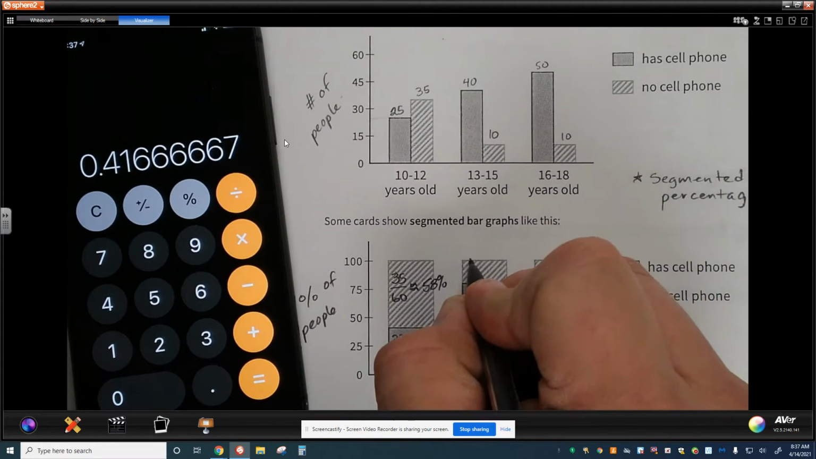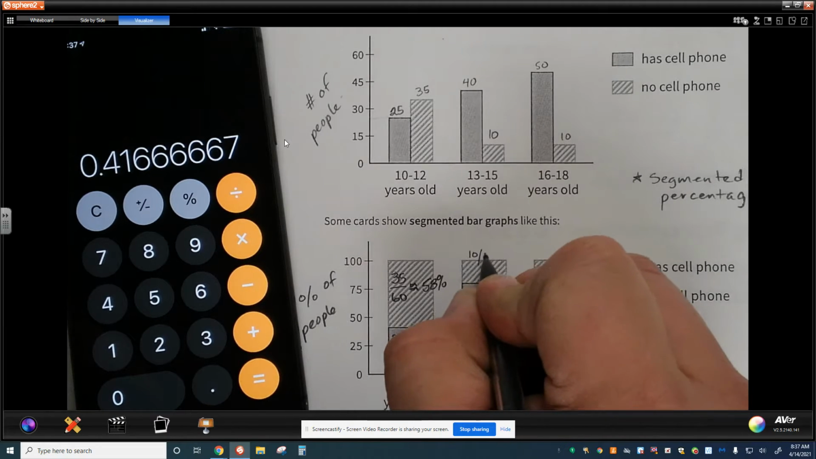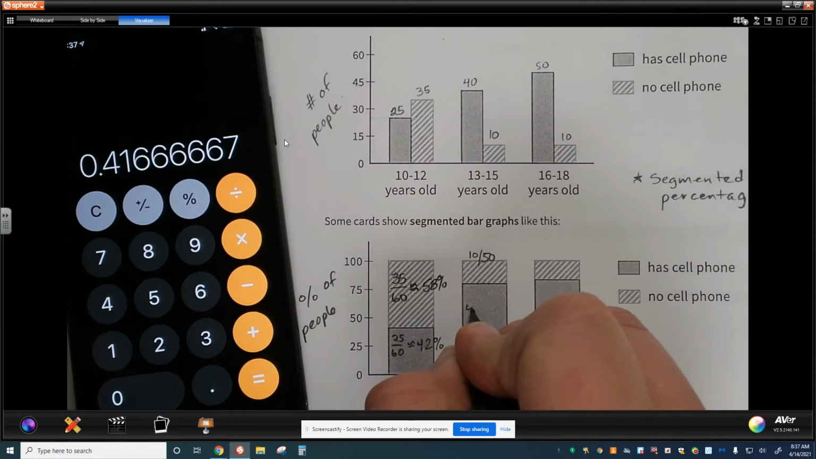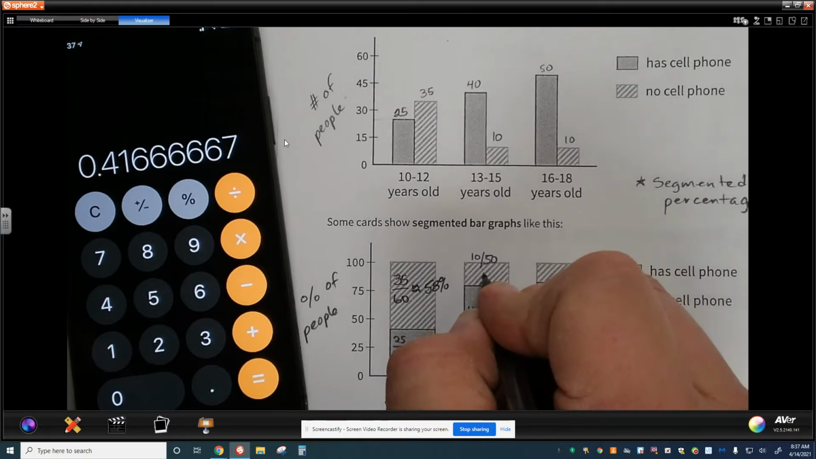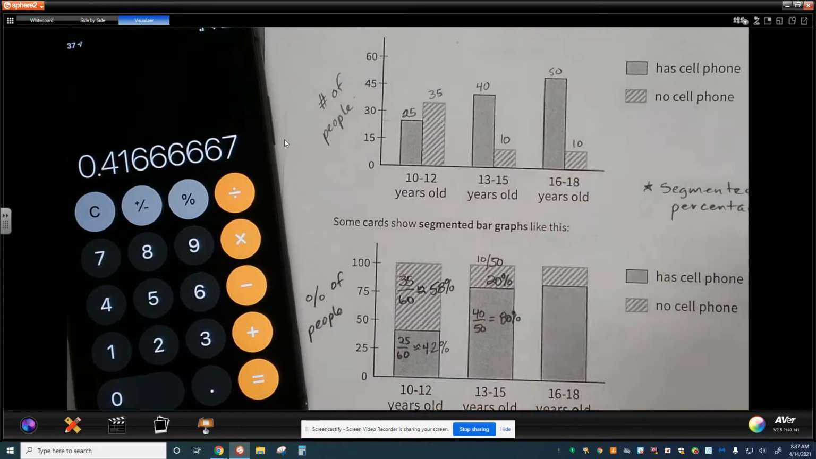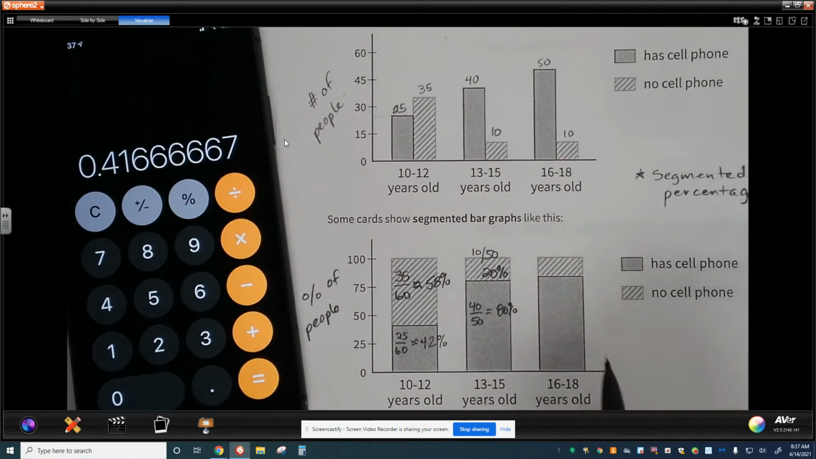We have 10 out of 50 for this category, and then we have 40 out of 50 for this category. 40 out of 50 is 80%. 10 out of 50 is 20%. And again, you see the total is 100%.